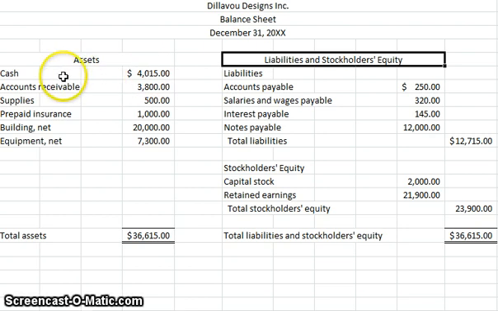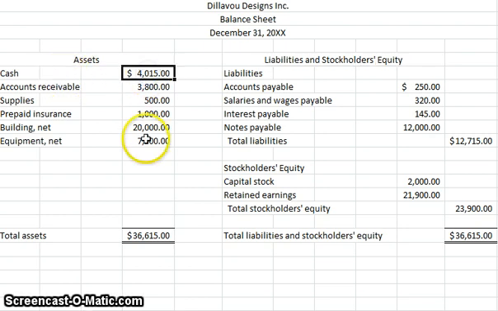So we've listed our assets here, and there is actually an order to this. We list assets in the order of what we refer to as liquidity, which means how easy is it to convert it to cash. So the number one thing you'll always see on a balance sheet is cash because it is liquid. It is already cash.